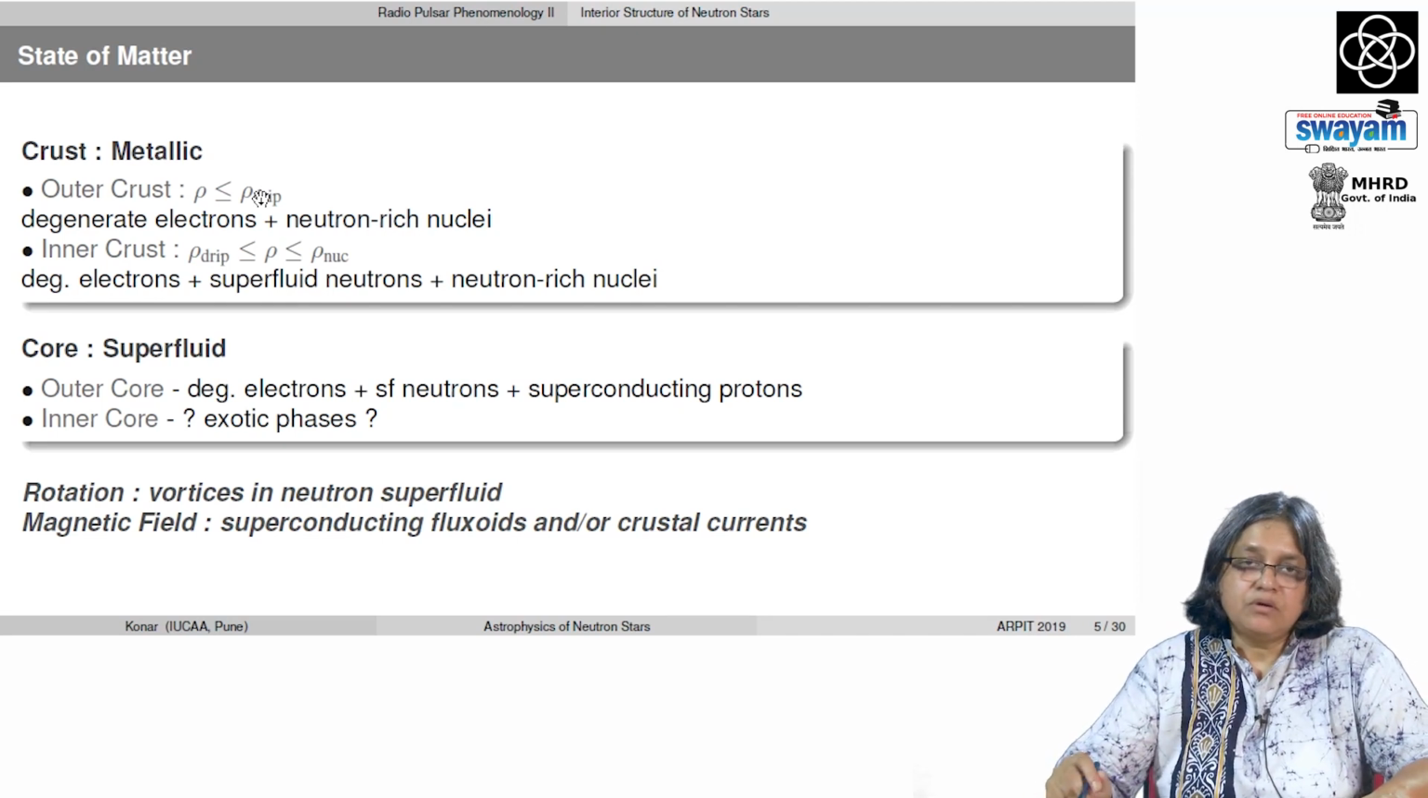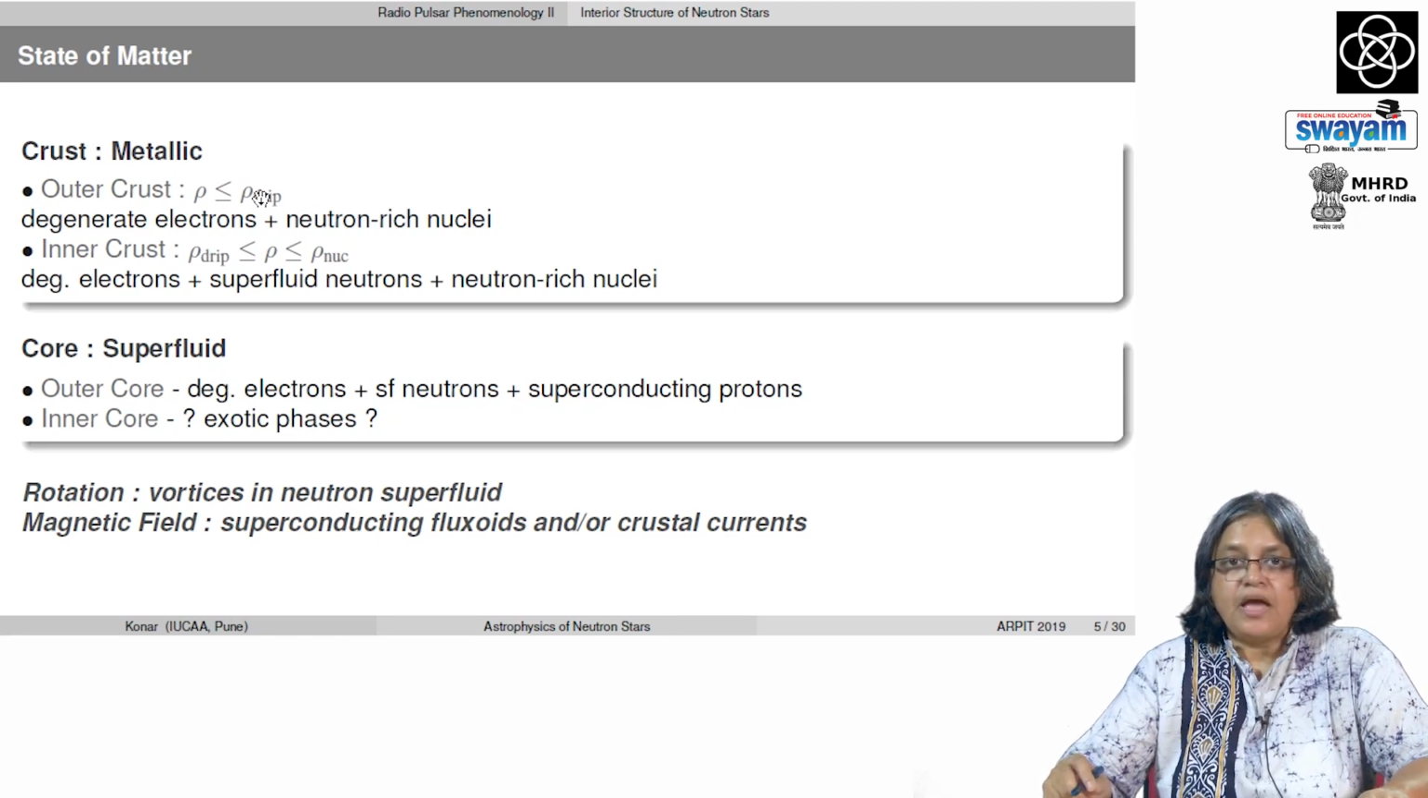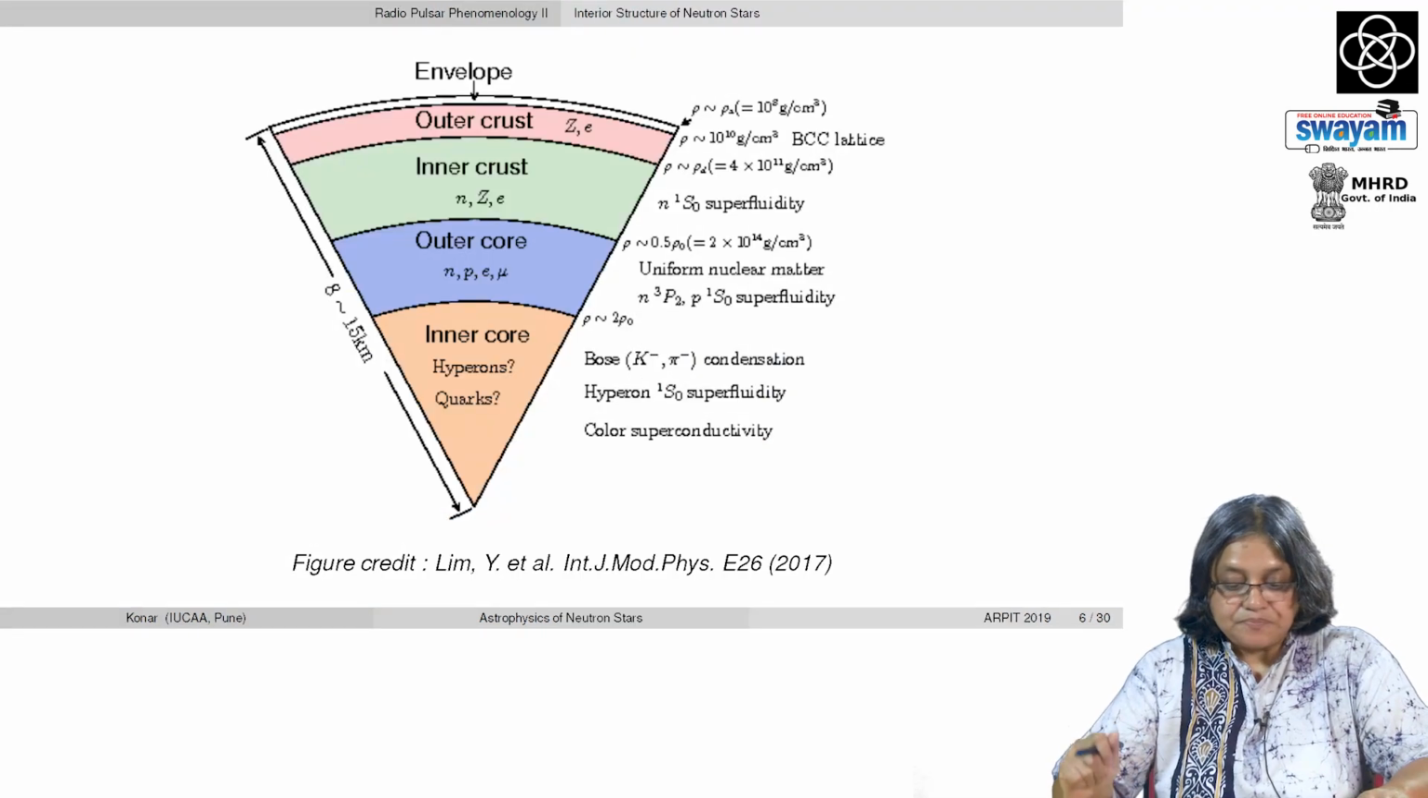Now, because the neutron star is mainly superfluid, the neutron component both in the crust and in the core is superfluid. The rotation is supported by creating vortices in the neutron superfluid. We will talk about this a little more in the next lecture. And the magnetic field is probably supported by superconducting fluxoids and/or crustal currents.